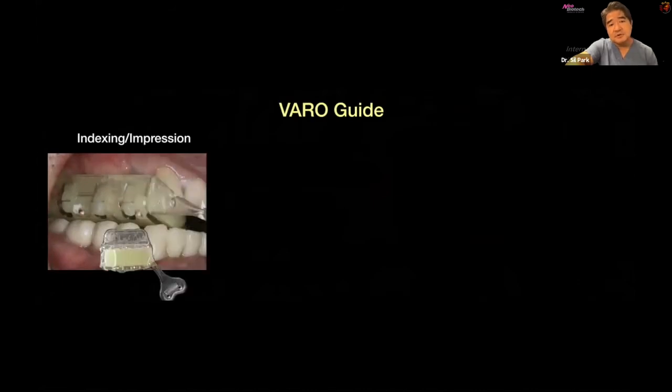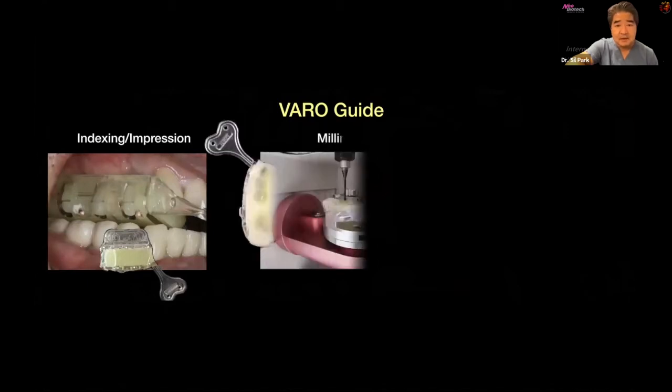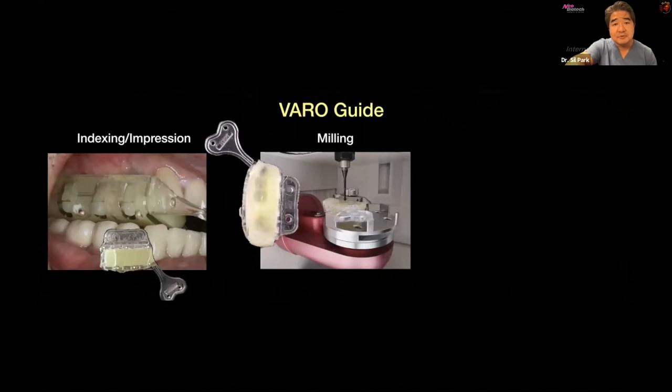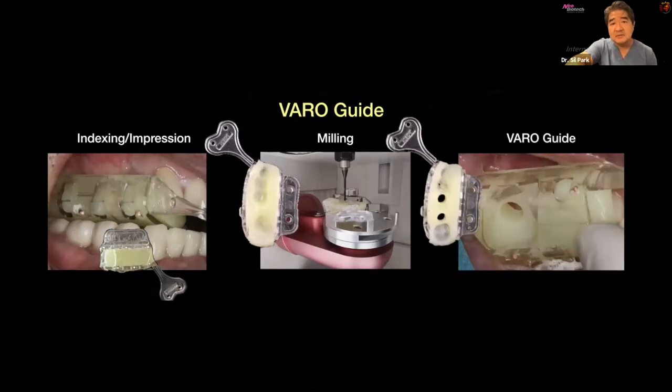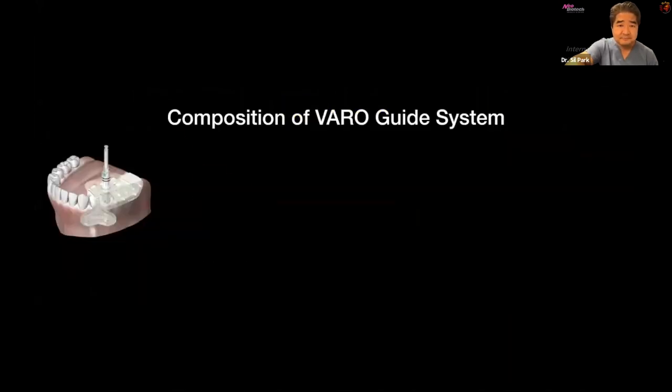So first, we need an index or impression using the pre-guide like this. And once the pre-guide is made, we take the CBCT and then we do the milling in trail side. We are using the VARO mill. Once the VARO guide is ready, we basically transform from the pre-guide to the VARO guide like this, and then we do the surgery.